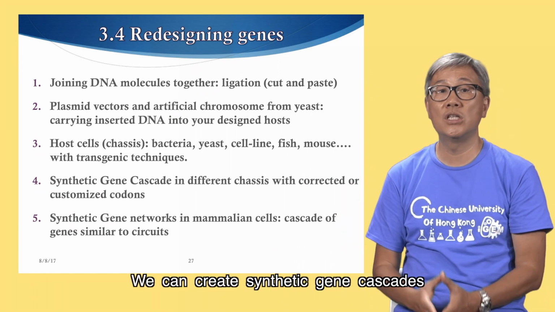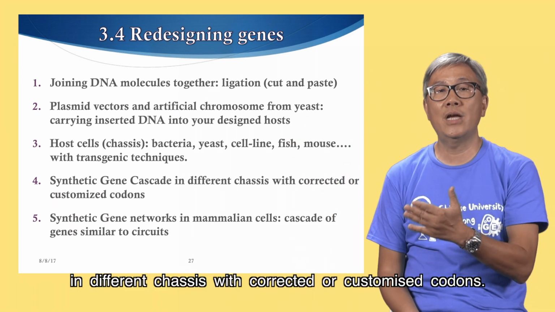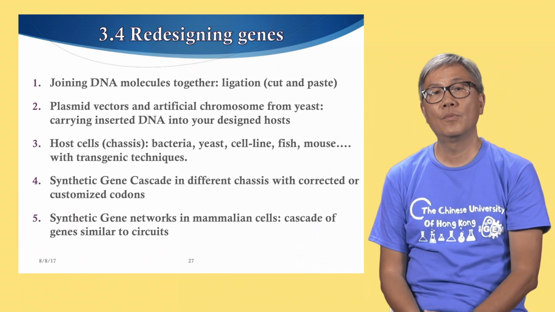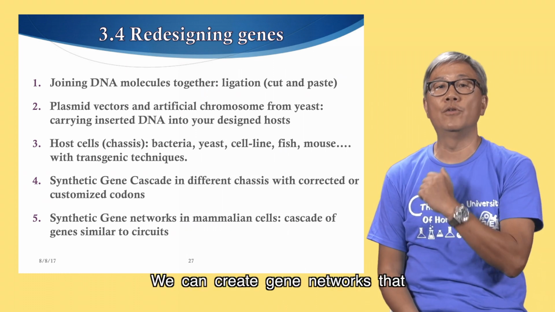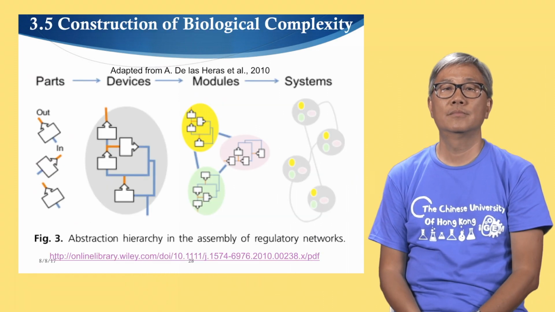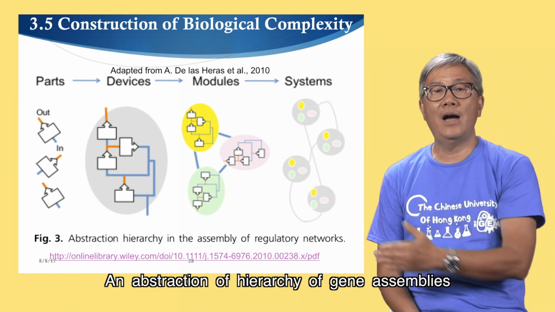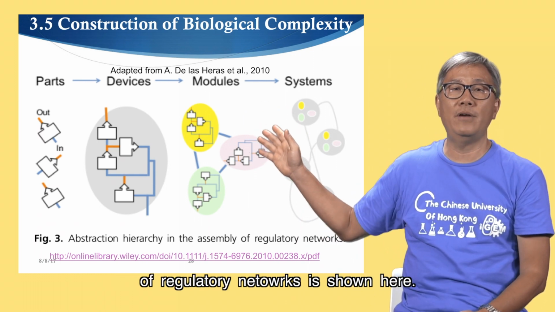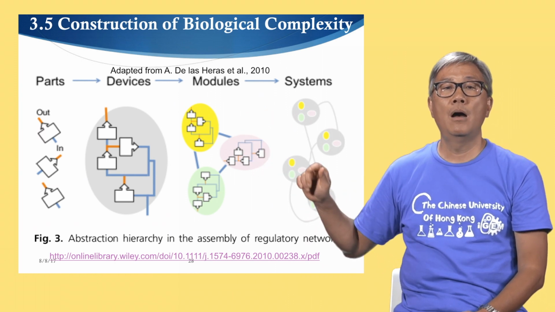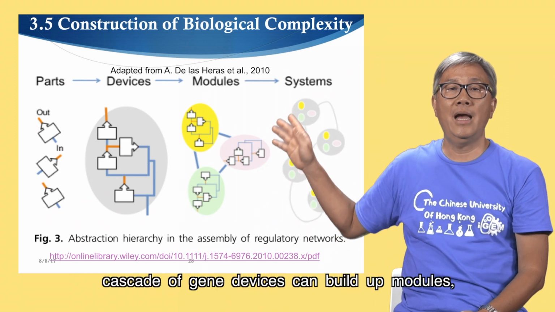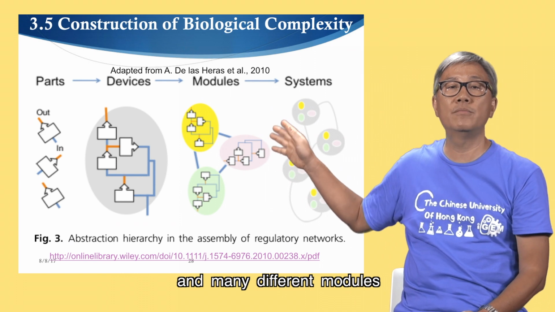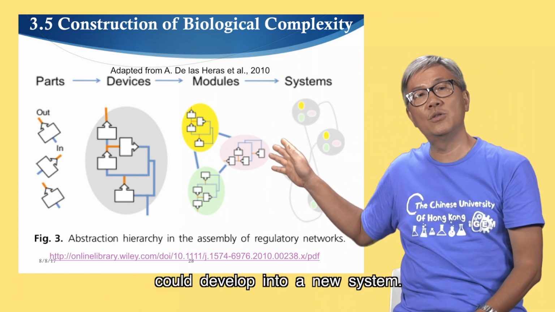We can create synthetic gene cascades in different chassis with corrected or customized codons. We can create gene networks that can work as a cascade of gene circuits. An abstraction of the hierarchy of gene assemblies of regulatory networks is shown here. We have different parts making up the devices. Cascades of gene devices can build up modules, and many different modules could develop into a new system.